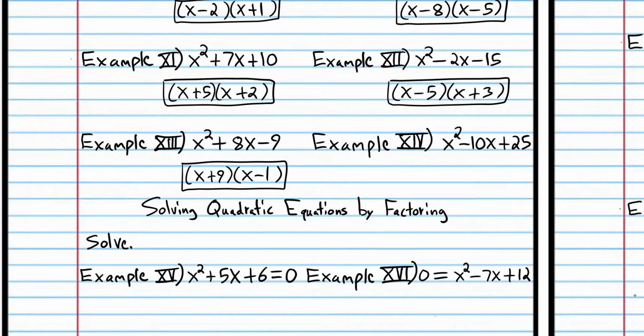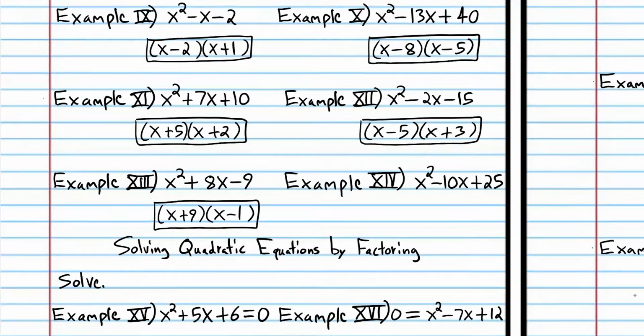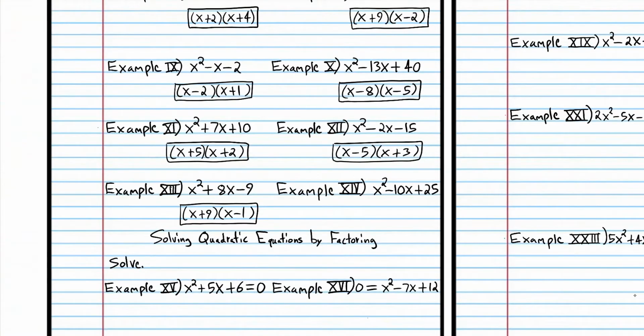All right, for example 14, be aware of the signs. You need to pay really close attention to your signs. This number is positive, which means the numbers have to multiply to be a positive, but they have to add up to be a negative. So be very careful with that. You've got to get the right signs in there, or else you're not going to get the right answer. So let's try example 14, and when you come back, we'll do it together.